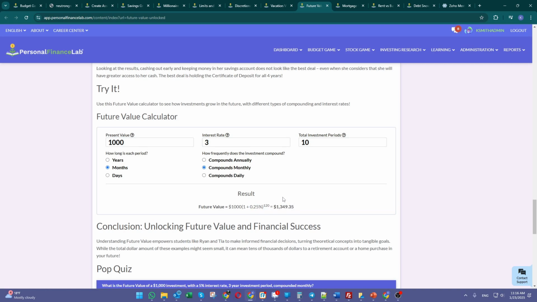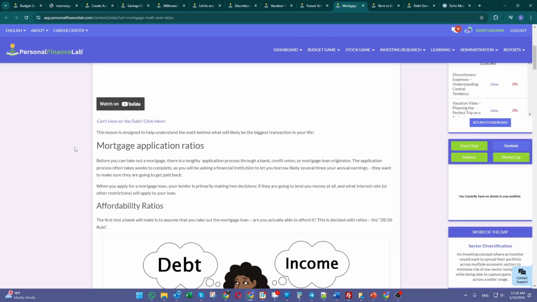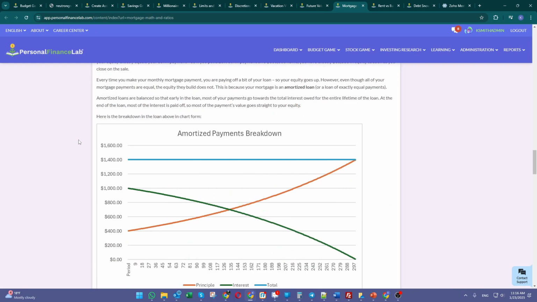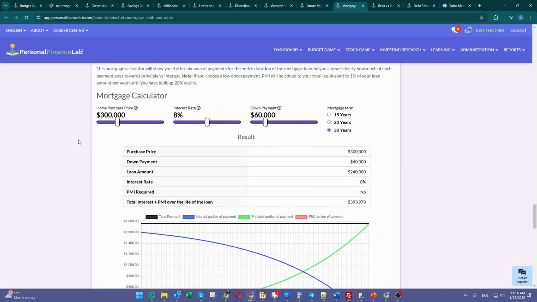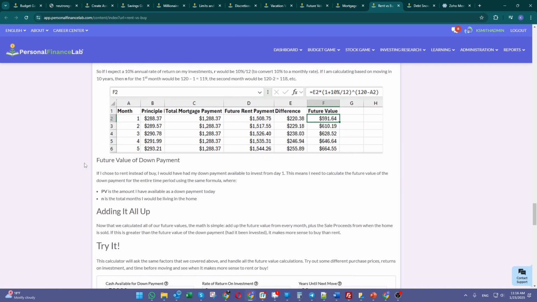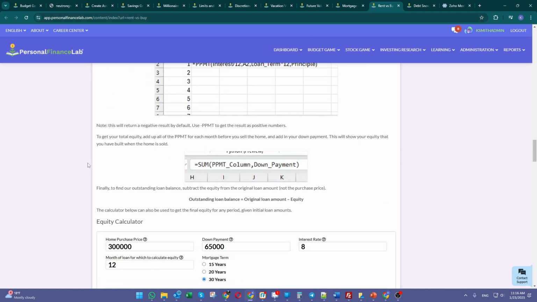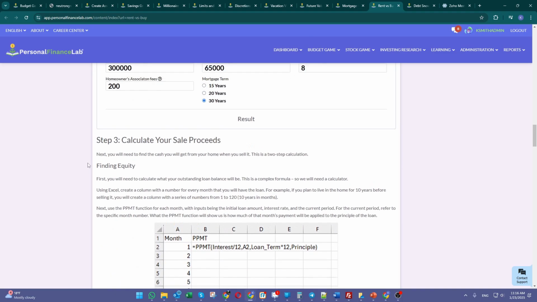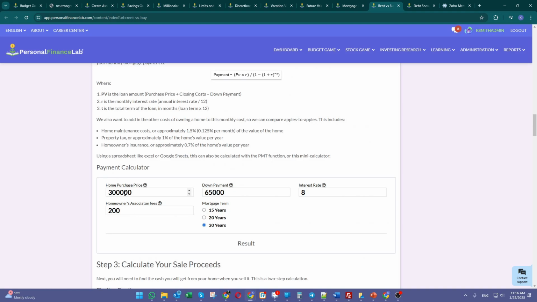The next one is our mortgage payment calculator. This is part of our mortgages lesson. Actually, it's part of our rent versus buy calculator. Before they get to the rent versus buy calculator, they have two more they can work through first. First is their home payment.